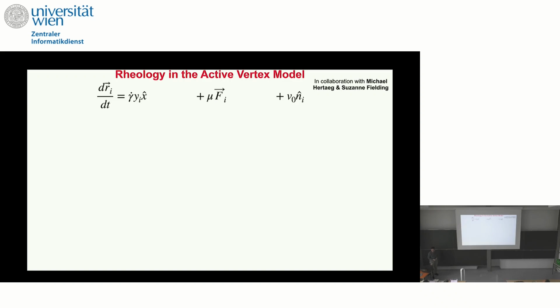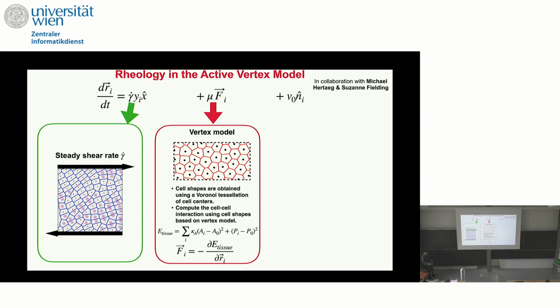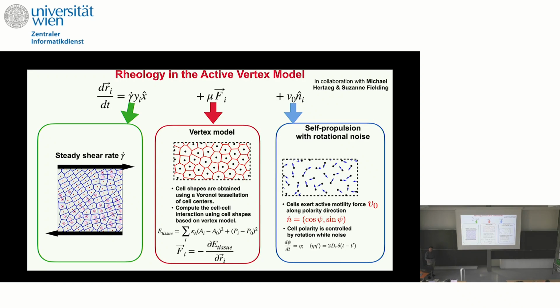And this is what we looked at with Michael Hertag and also Suzanne Fielding. Michael was a postdoc working with Suzanne, where we together looked at the active version of the vertex model and looking at the rheological response. So here's the overdamped equation of motion, where we apply simple shear at a particular rate. And we, again, use the interactions that are derived from the vertex model, same functional form, and then finally add a very simple form of cell motility.